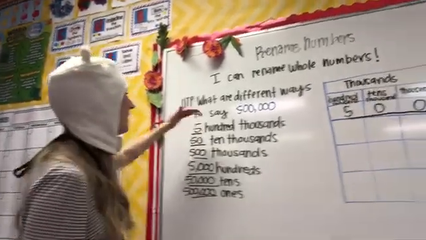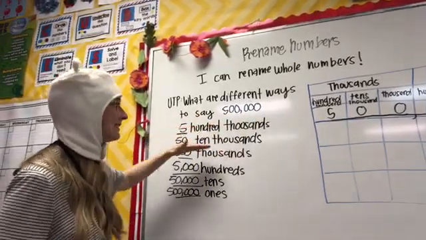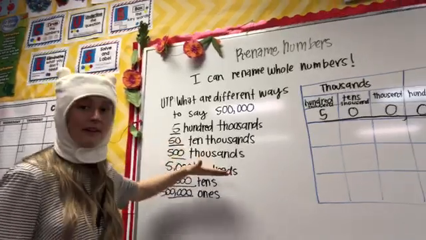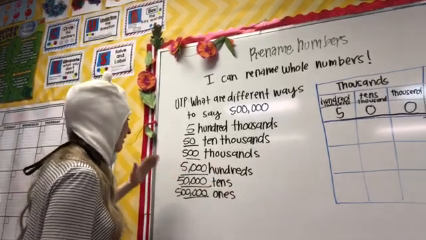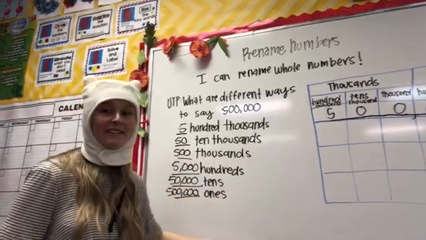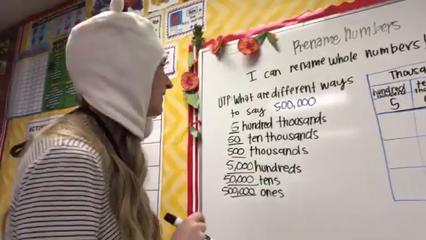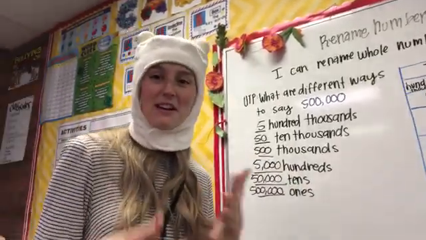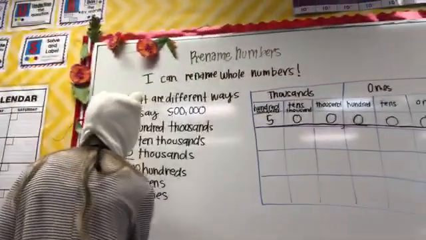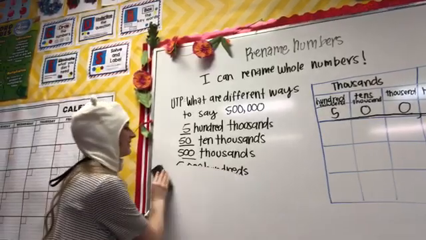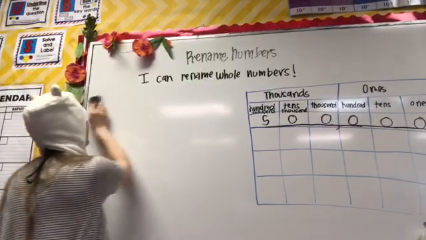So we could say this 500,000 as 500,000, 50 10,000s, 500 thousands, 5,000 hundreds, 50,000 tens, or 500,000 ones. Isn't that crazy how many different ways we can say one number? So that's what we're talking about today. We're talking about how we can take one number and say it all these different ways. So we're not going to do every single number all these different ways, but let's try our first example.